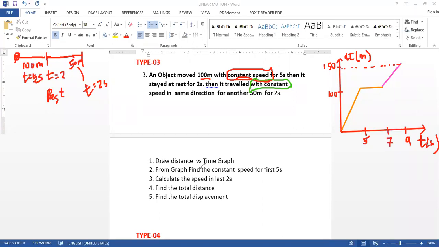Second question, question number 1: draw the distance versus time graph. Yes, that's what's done. The second one: from the graph, find the constant speed for 5 seconds. How to find the constant speed now? Speed is equal to y-axis over x-axis. Y-axis, how much? 100 over 5. The x-axis is 5, and if it's 0, then 5 minus 0 is 5, and 100 minus 0 is 100. 100 over 5 is 20 m s^-1.